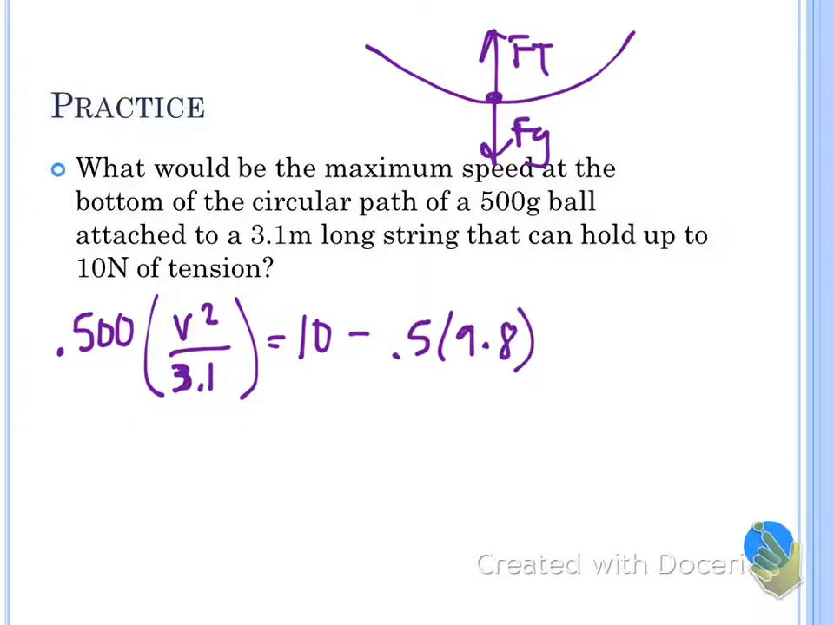When it says our string is 3.1 meters long, do we need to cut that in half? No, right? Since that string is 3.1 meters and we hold our hand in the middle, that whole length of the string makes the radius. So the circumference of the circle would be 2 times that. Not circumference, diameter.